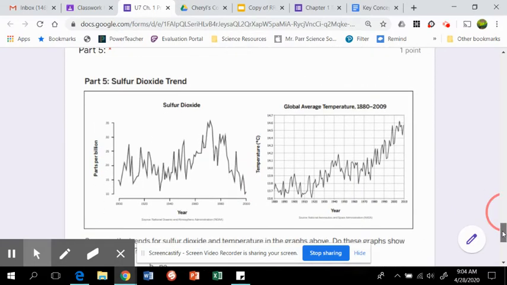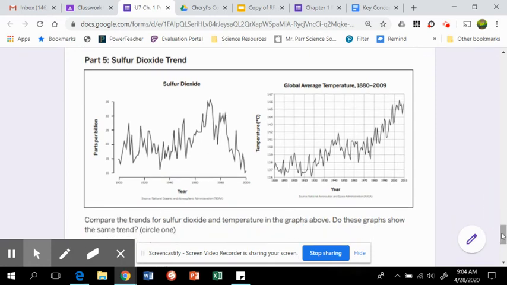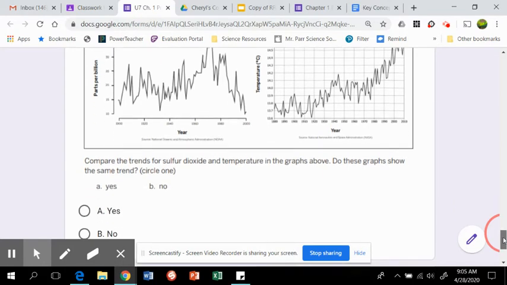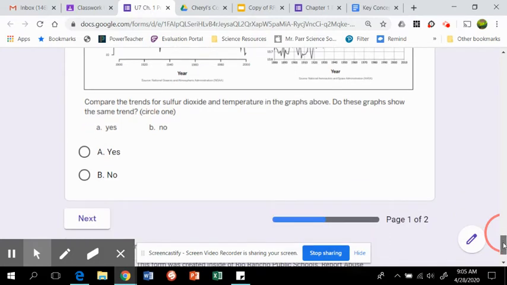Okay, part 5, sulfur dioxide trend. You have a graph on the left of sulfur dioxide in the atmosphere and a graph on the right, which is global average temperature from 1880 to 2009. The question reads, compare the trends for sulfur dioxide and temperature in the graphs above. Do these graphs show the same trend? Yes or no?